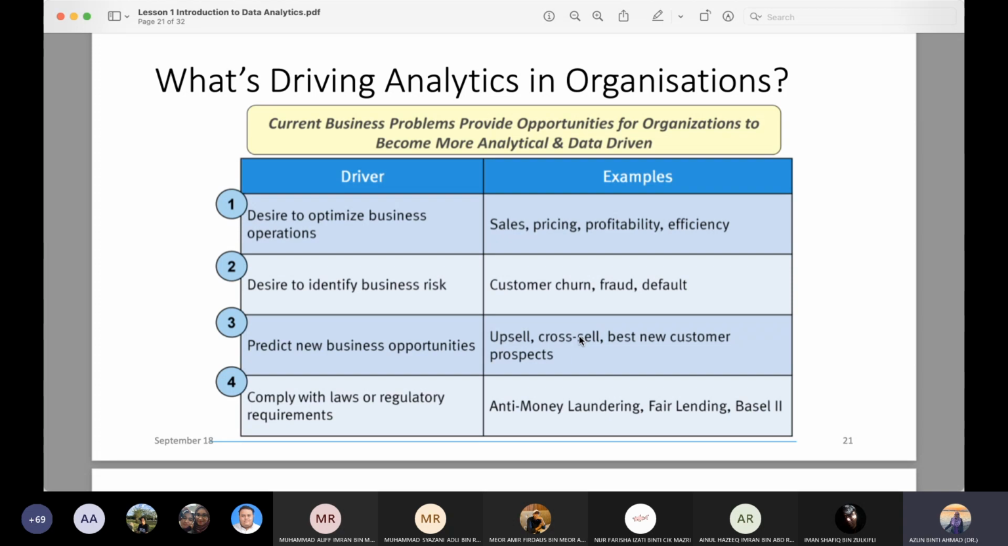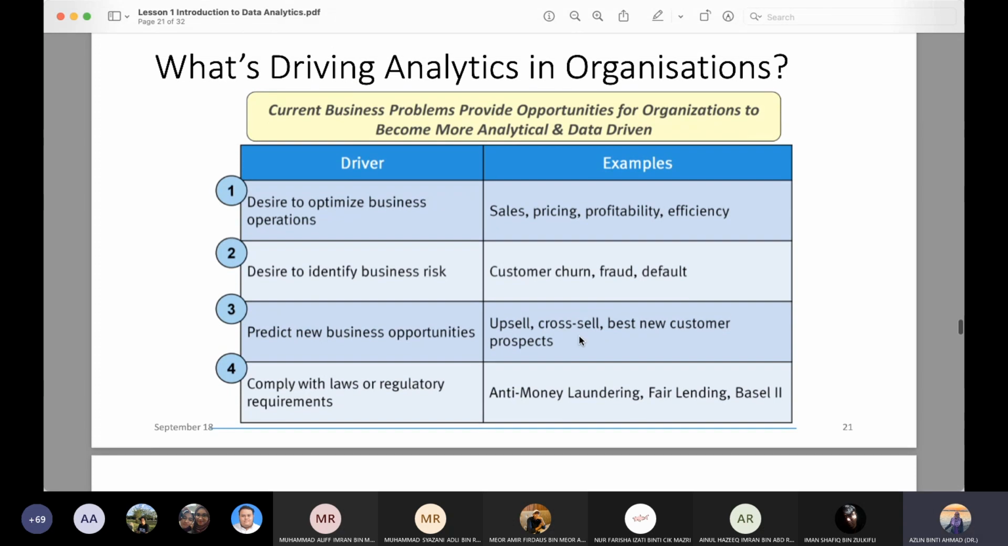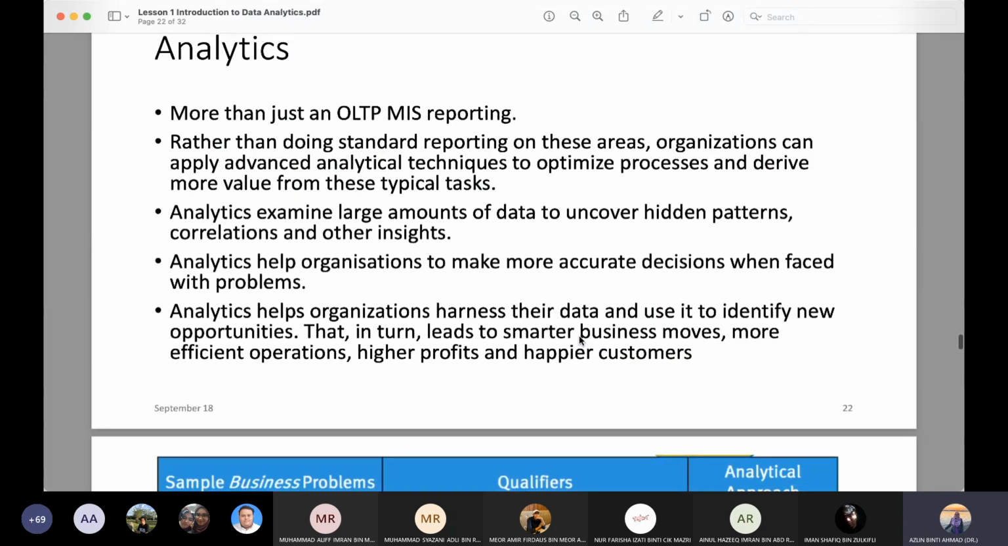And then the last one is to comply with laws or regulatory requirements. For example, we have anti-money laundering, fair lending, and also Basel II. Kena tengoklah semua benda tu untuk their business operations. That's why they need this data analytics.